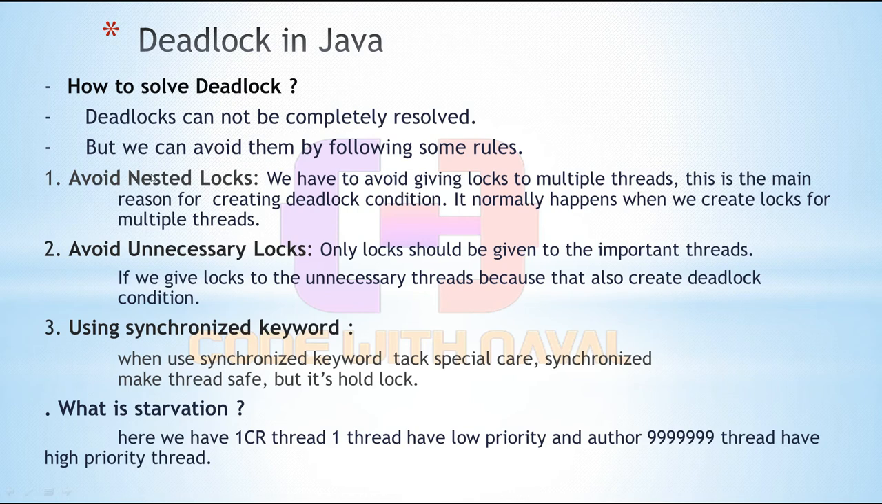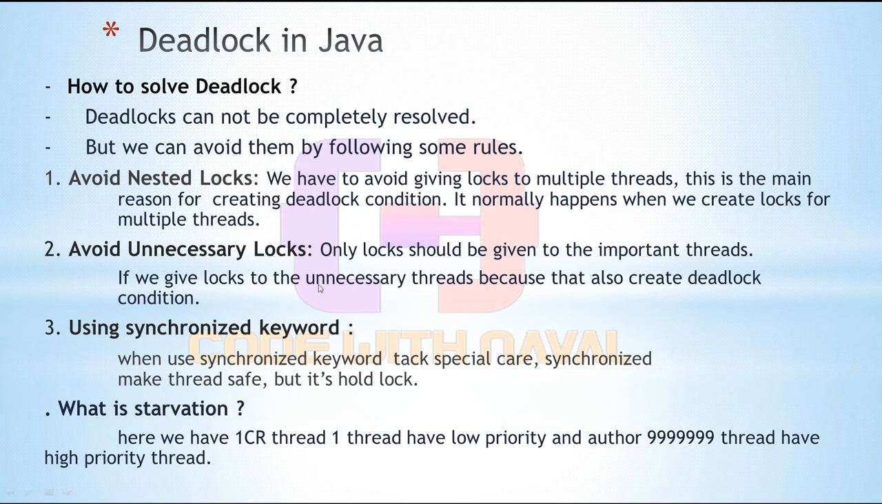The first one is to avoid nested locks. We have to avoid giving a lock to multiple threads. This is the main reason for creating a deadlock situation. It normally happens when we create a lock for multiple threads. When we share one object lock with multiple threads, it's possible to create a deadlock situation.